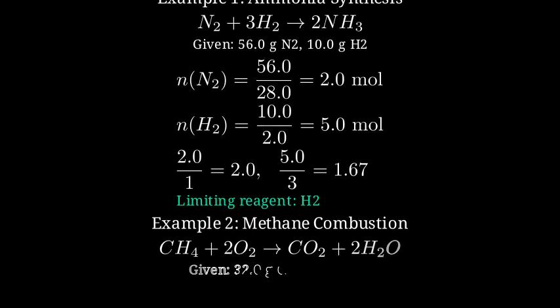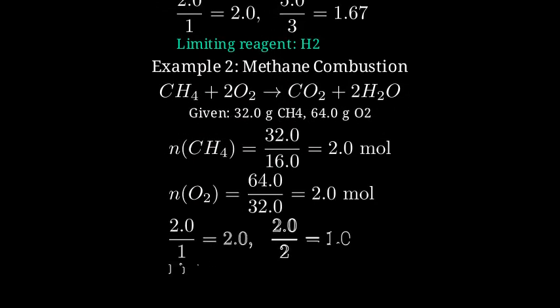Example 2. Combustion of methane. The equation is methane plus 2 oxygen makes carbon dioxide plus 2 water. Given 32 grams of methane and 64 grams of oxygen. Convert to moles. Methane. 32 over 16 is 2 moles. Oxygen. 64 over 32 is 2 moles.